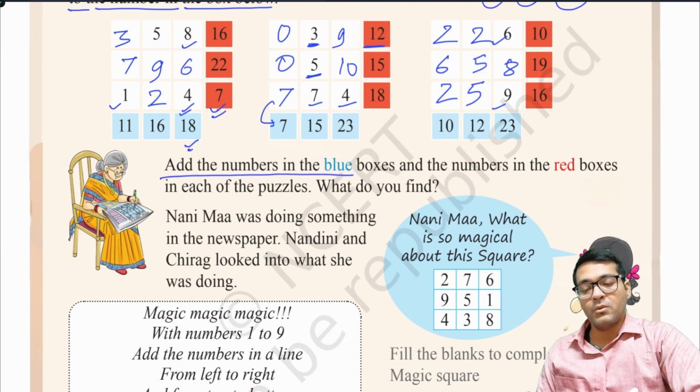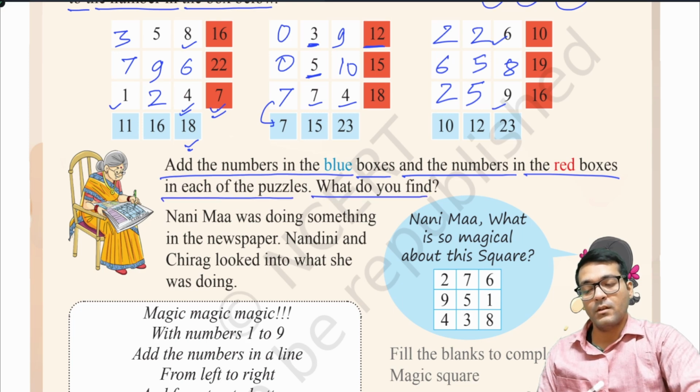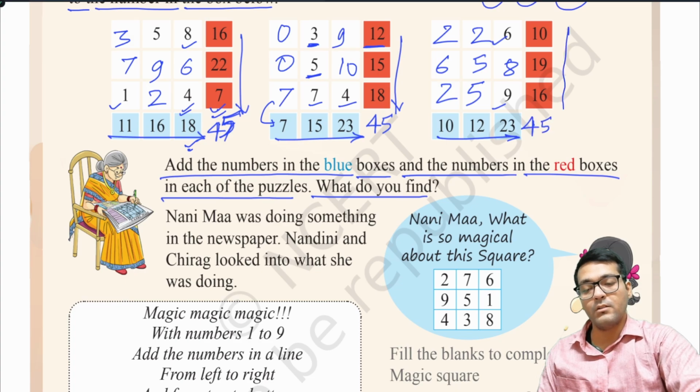Add the numbers in the blue boxes and the numbers in the red boxes. In each of the puzzles, what do you find? If you add these numbers, you will get 45. Adding these will give you 45. Similarly, here also you will get 45 and here also you will get 45.